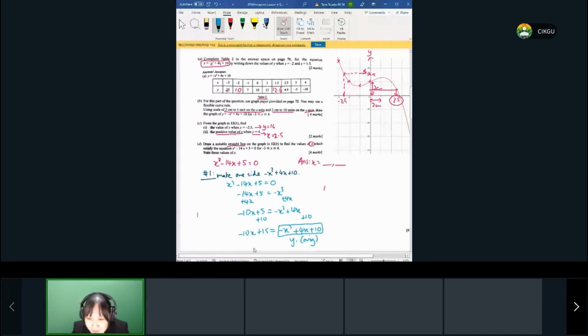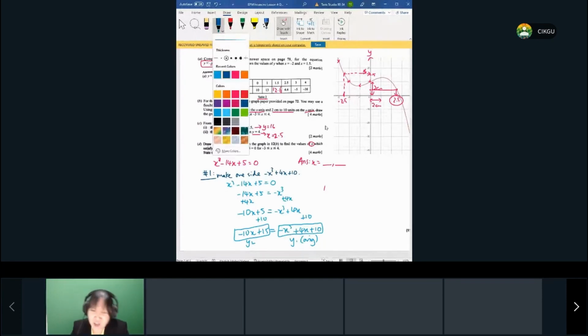Therefore, automatically the remaining terms on the other side are what we have to draw. This is our y2, our line. So actually, is it hard? It's not hard. If you know the technique, then it's very easy.